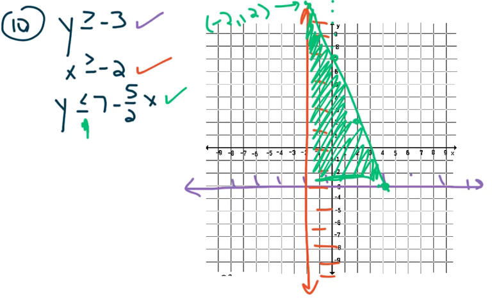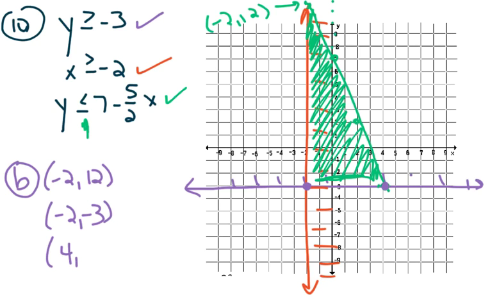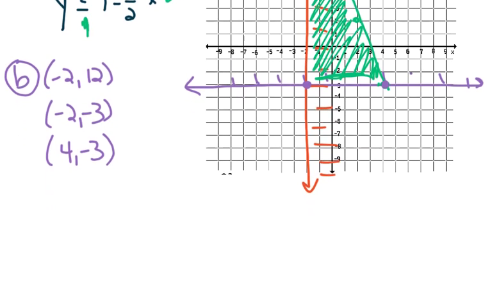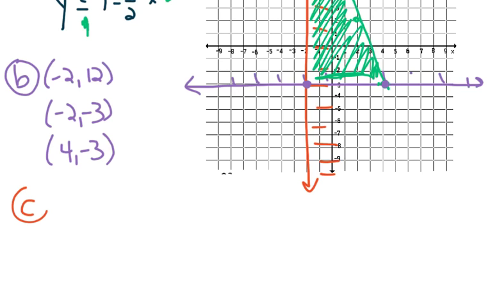So now the vertices, which we need to find in part B, one of them was there at -2, 12. This one here is at -2, -3. And then over here is at 4, -3. And then in part C, we're going to take those 3 ordered pairs and we're going to plug them into a function. And the function we're going to plug them into is f of x, y equals 2x minus 5y.